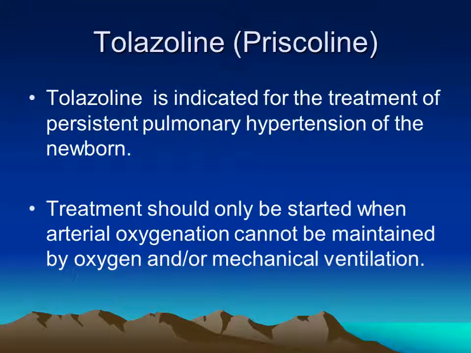Priscoline. Priscoline is indicated for the treatment of persistent pulmonary hypertension of the newborn. Treatment should only be started when the arterial oxygen cannot be maintained by oxygen and or mechanical ventilation. Priscoline treatment should be started when arterial oxygenation cannot be maintained in order to maintain cellular homeostasis.